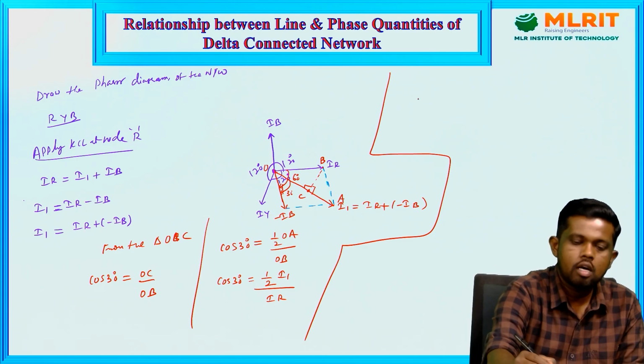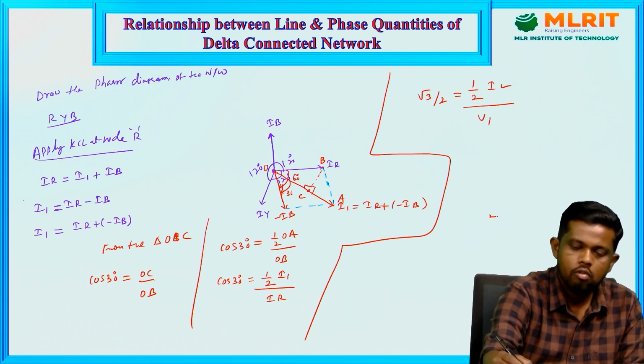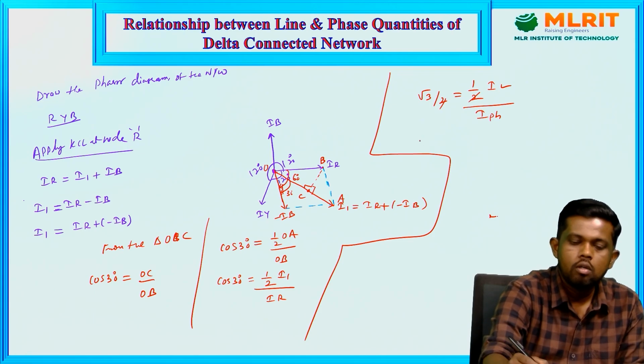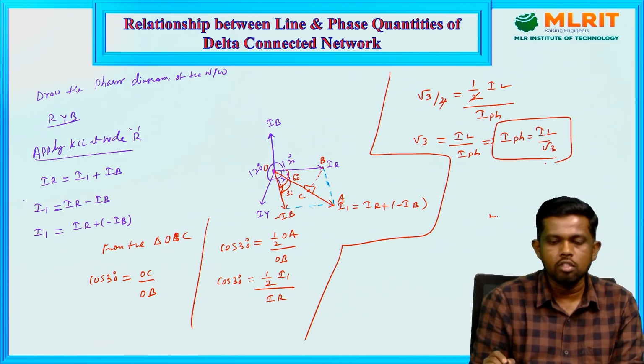Then cos 30 is root 3 by 2, equal to 1 by 2 times of I1, which we can say is IL, and IR we can consider as I phase. Then both halves get cancelled. Therefore root 3 equals IL upon I phase. So I phase equals IL divided by root 3. So this is the relationship between the line and phase currents.